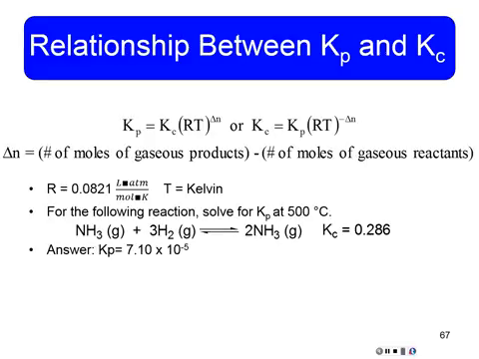Did you break it down? Okay, do R, 0.0821 times T, which is 73, and write that number down. Then take that number that you just found and raise it to the power of -2. Don't use the 0.286 yet.